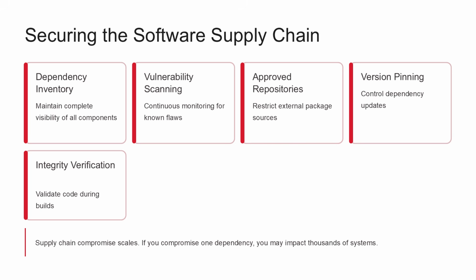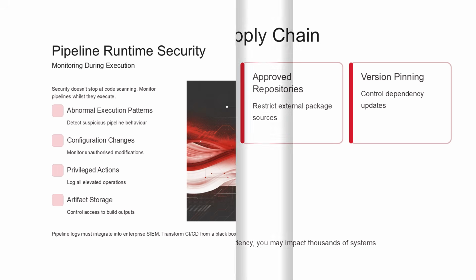Supply chain security is about trust validation. You must verify where components originate, whether they are tampered, whether they contain known vulnerabilities. Architecturally, this means restricting external package sources, monitoring dependency updates, enforcing integrity validation during builds, maintaining visibility across all deployed artifacts. Supply chain compromise has become a preferred attack vector because it scales. If you compromise one dependency, you may impact thousands of systems. Your architecture must assume supply chain risk and design mitigation accordingly.